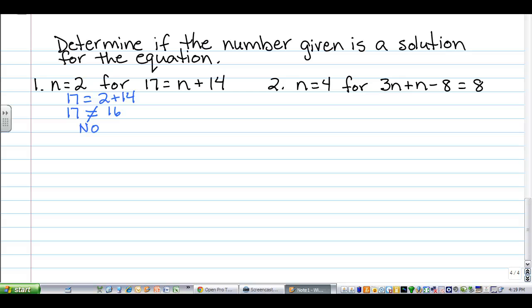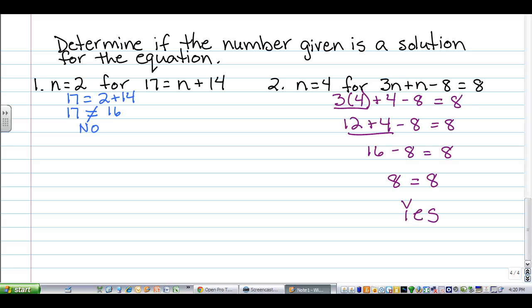Here's problem number 2. Work it out, show all your work, and then unpause to find the correct answer. So stop now. There it is. N equals 4 is a solution for 3n plus n minus 8 equals 8. Did you show all your work? Hopefully you did. All right, just 2 more problems.